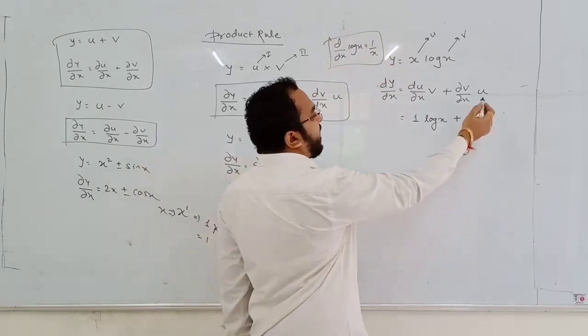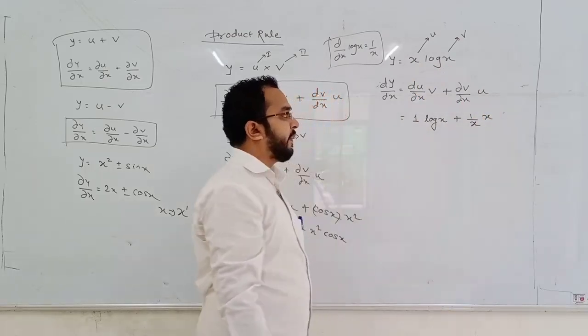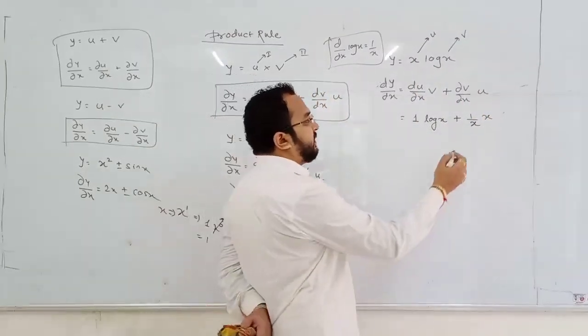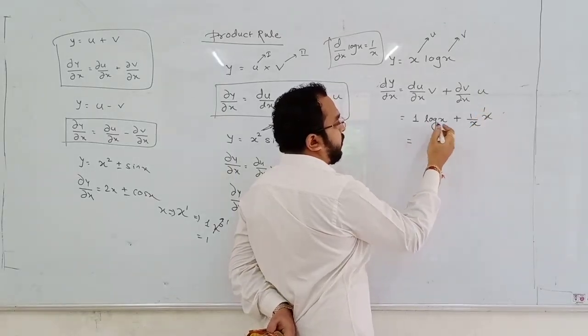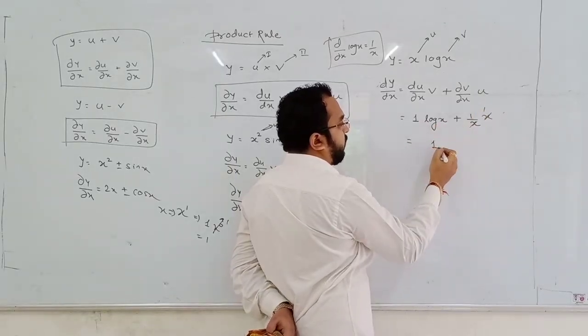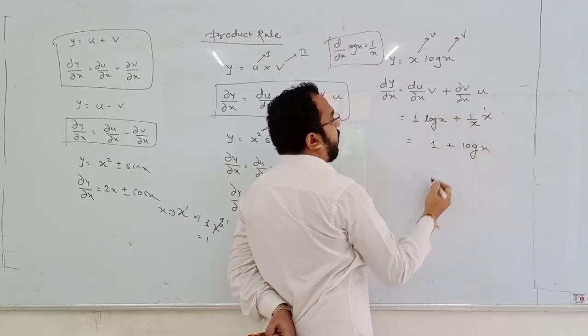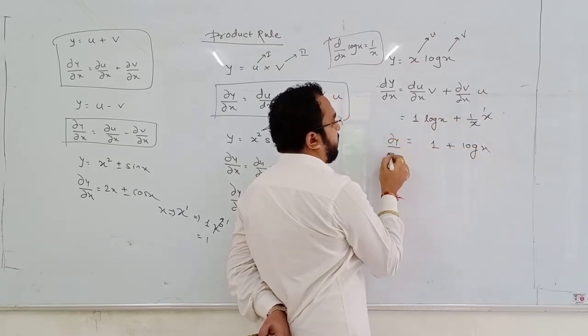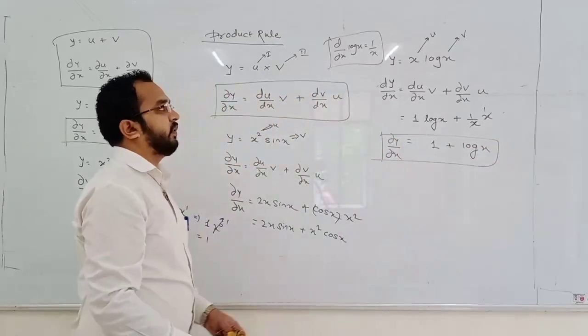Okay, and u as it is. What is u? First function, x as it is. Okay, here x and x will cancel each other and 1 will appear. So it will be 1 plus this log x, 1 plus log x. This is dy by dx, 1 plus log x.